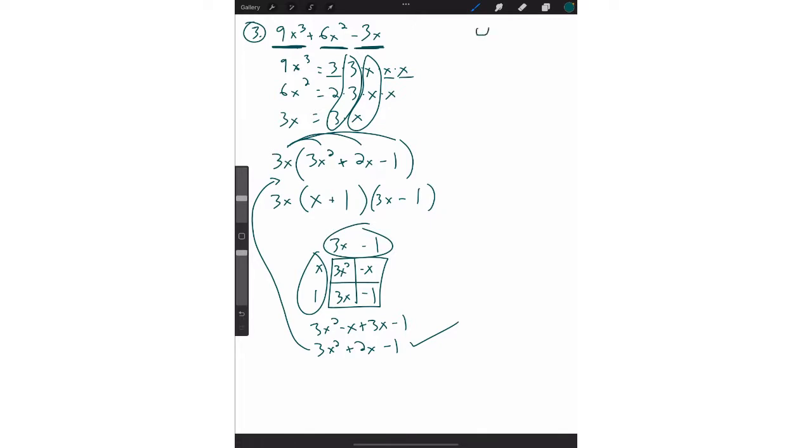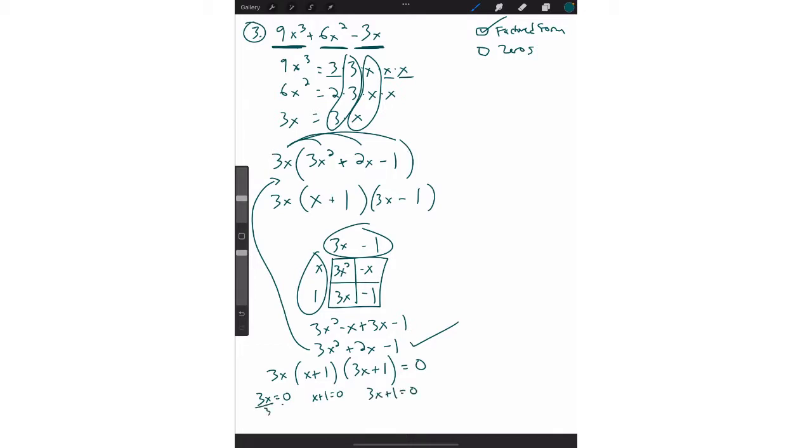All right, so if I were to create my checklist of saying, put this in the factored form, and then also find the zeros, we already put it in factored form. Now let's find the zeros. So I have 3x times x plus 1 times 3x minus 1, and I'll say that is equal to 0. So now that I've set it equal to 0, I would set each one equal to 0: 3x equals 0, x plus 1 equals 0, and 3x minus 1 equals 0.